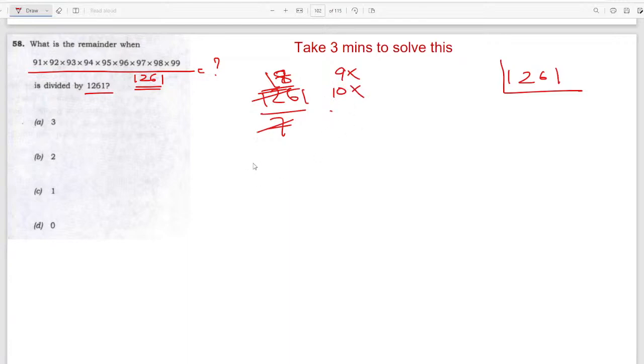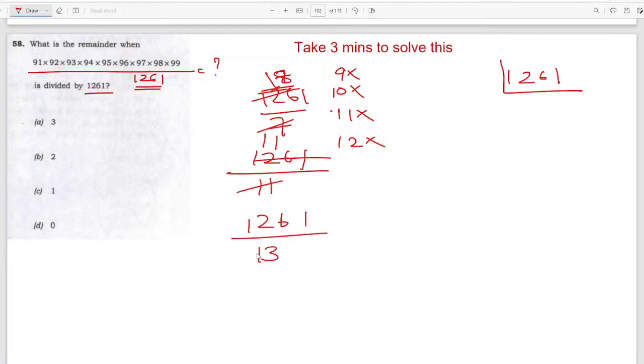I'll check whether it is divisible by 11. 11 ones are 11, and the remainder doesn't work out, so it is not divisible by 11. 12 also, it's not divisible because it's an odd number. I'll check 13.